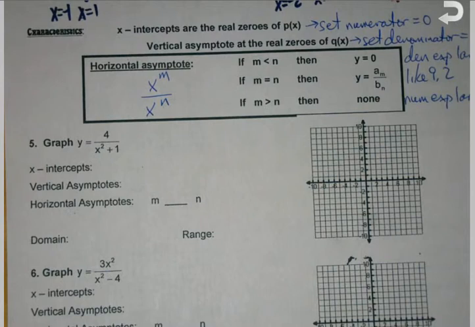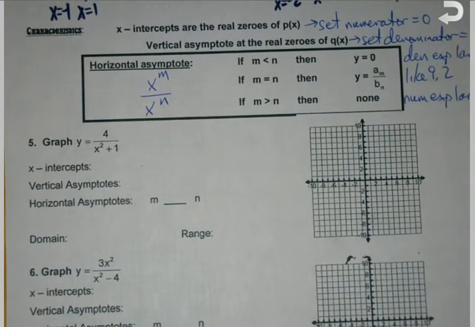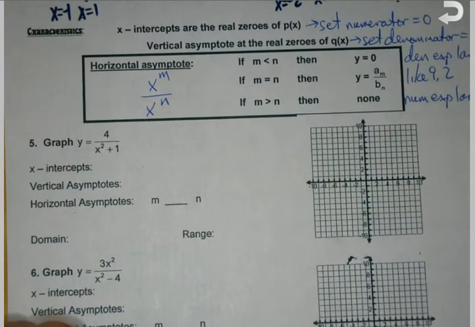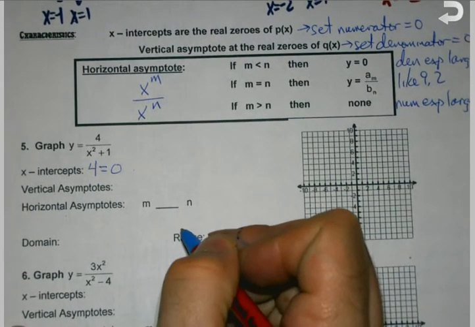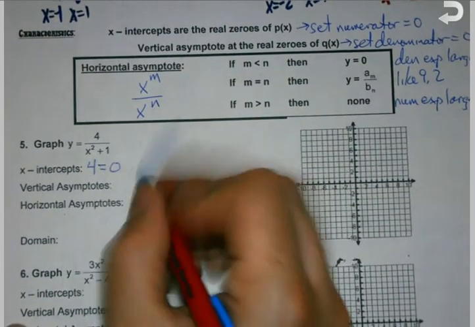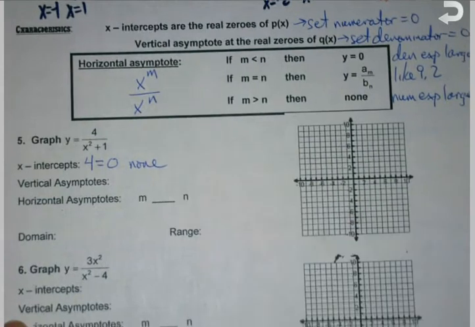Okay, number 5, y equals 4 over x squared plus 1. x-intercepts. Well, it says set the numerator equal to 0. Well, that can't happen. 4 doesn't equal 0. So I'm going to have no x-intercepts.